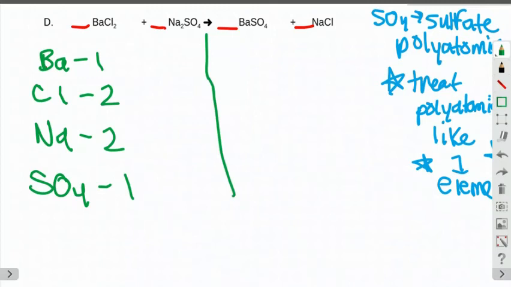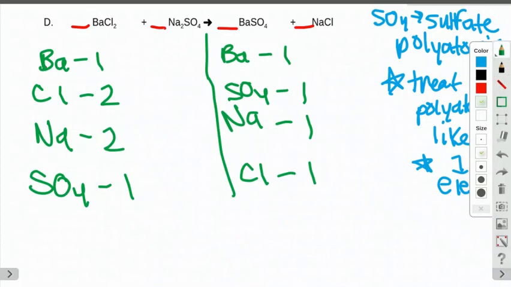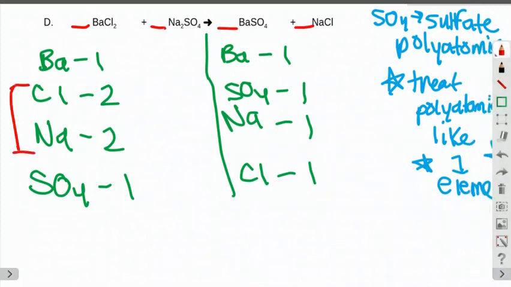Now we can take a look at the product side. We have 1 Ba. We have 1 sulfate again. We now have 1 sodium or Na. We have 1 Cl or chlorine. So the only numbers that are different from the left and the right side are our Na and Cl.